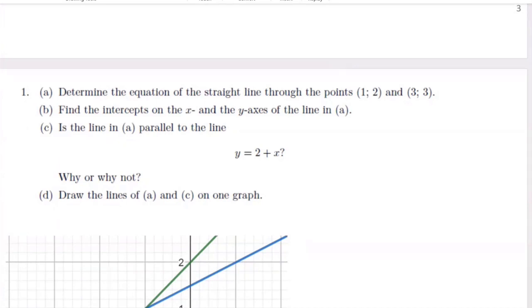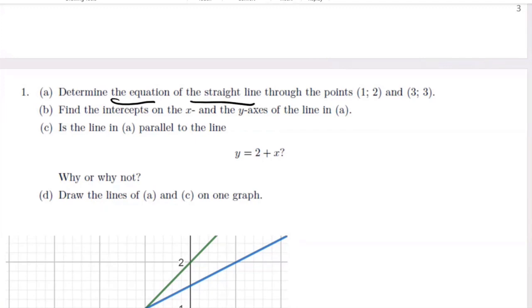This question is saying, determine the equation of the straight line through the given points. You know what a straight line is: y is equal to mx plus c. So now we have to look for an equation of a straight line, which is y is equal to mx plus c. We are given the points.